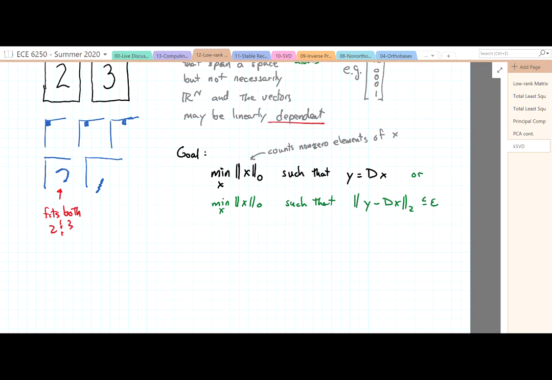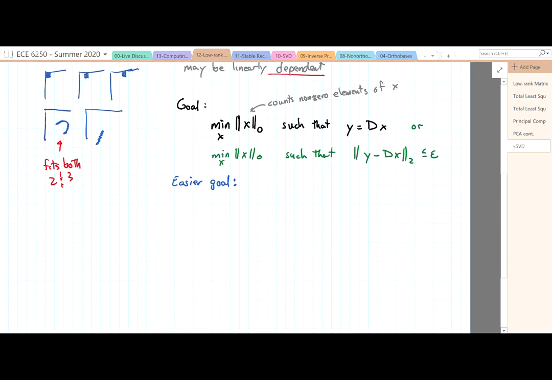So this also is hard. It turns out this is an NP hard problem. The only way to actually come up with the best X and dictionary that would solve this for a whole data set is to try all possible data vectors or dictionary elements. And so instead what we're going to do is go after an easier goal.